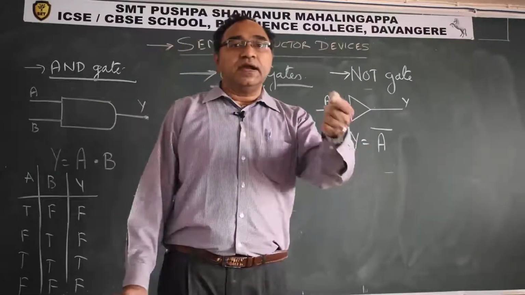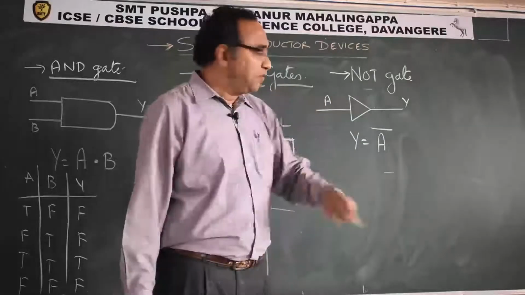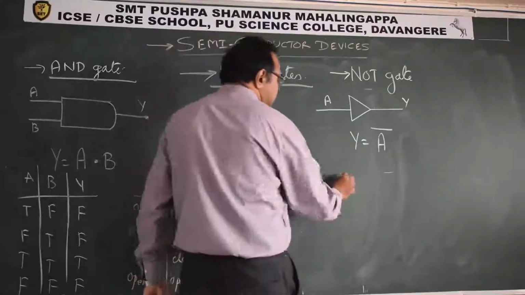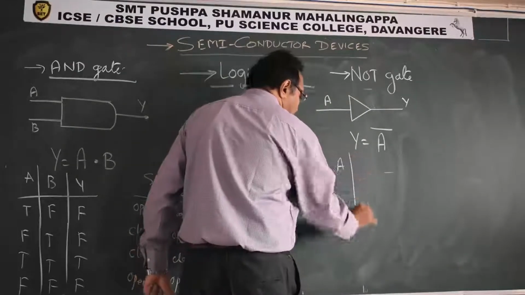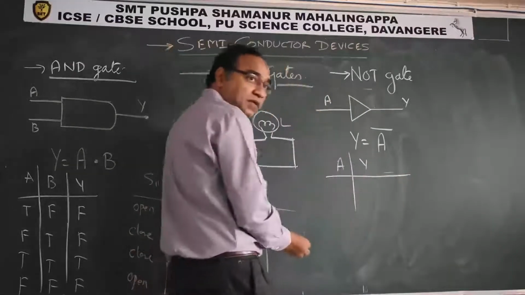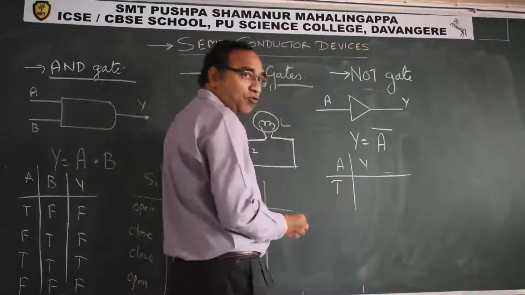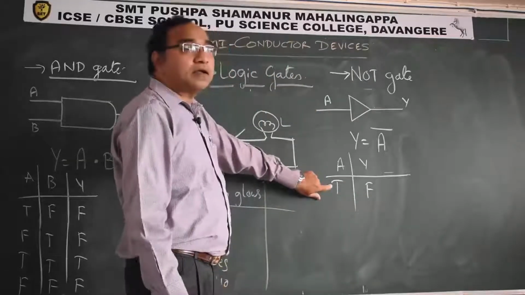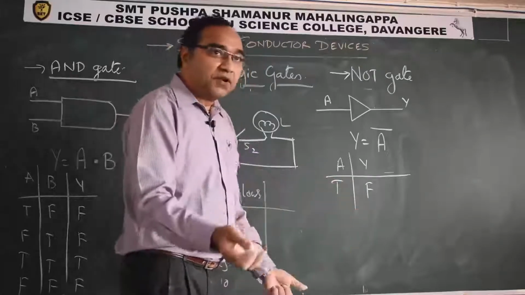Negate it. I gave you the example of an inverter. An inverter is a NOT gate. How? Check here, A and Y. If this is true, this will become false. So if there is power, no output. That is what an inverter is.